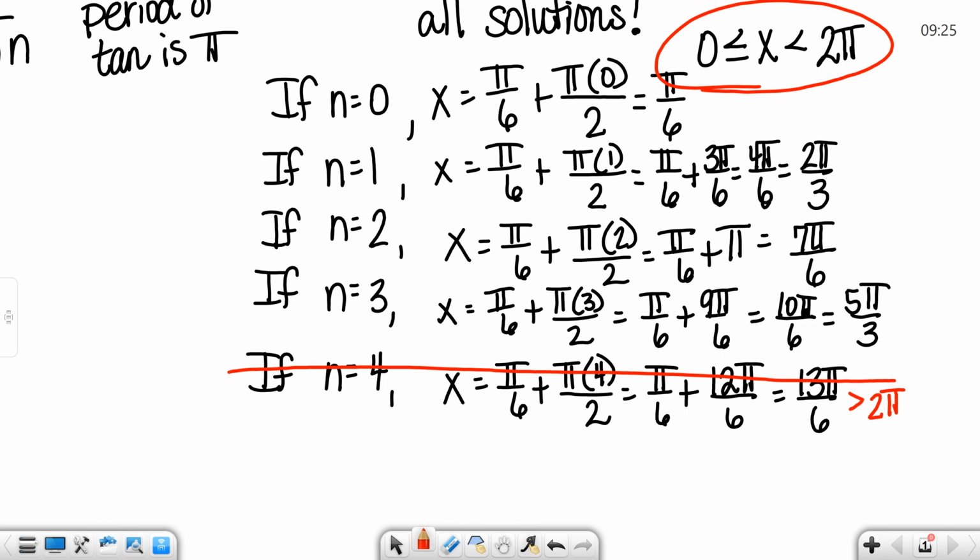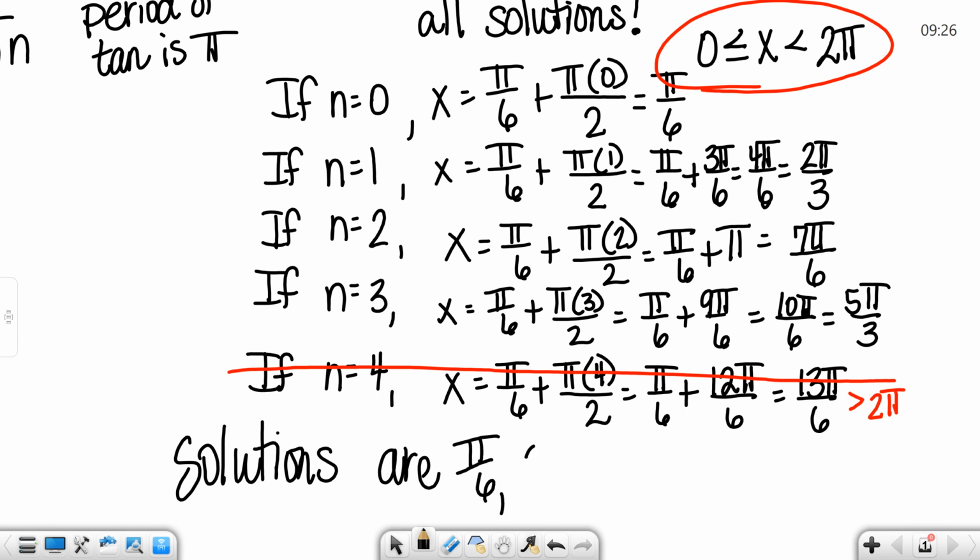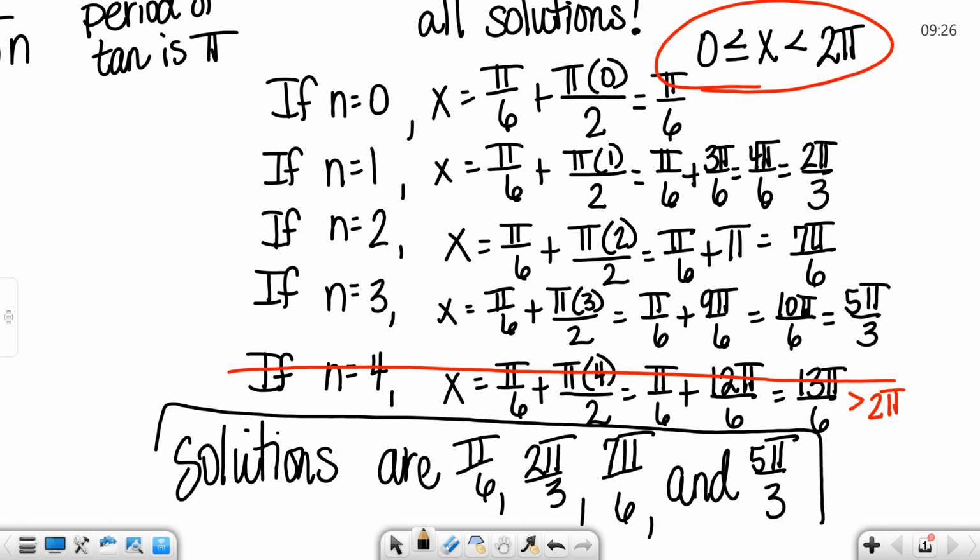So our solutions are the values that I found that are in that range. I found pi over 6, 2 pi over 3, 7 pi over 6, and 5 pi over 3. We do give the simplified version of our answers. So those are our solutions.